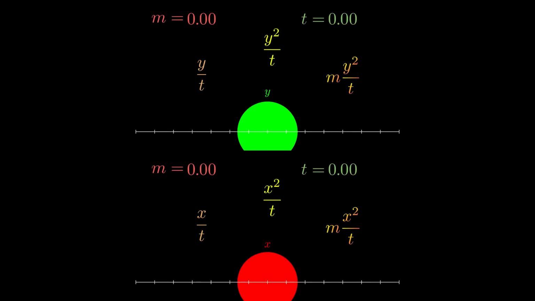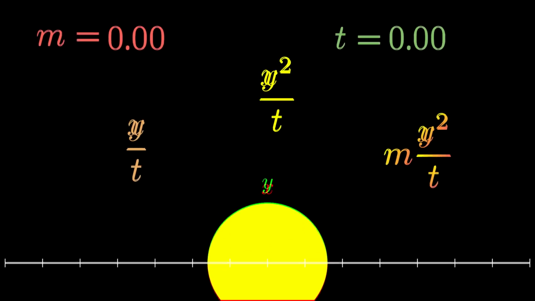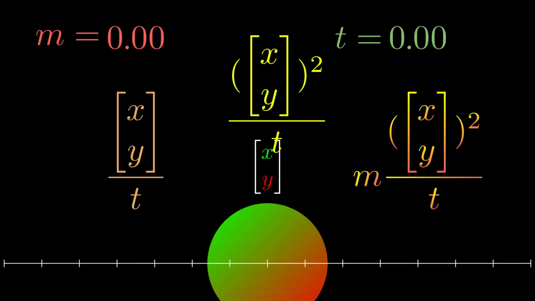And now we don't even have to keep all of those separate. We can actually merge all of them into a vector. That's what these are, vectors. In this case, a 2-dimensional vector, since they represent 2 numbers.